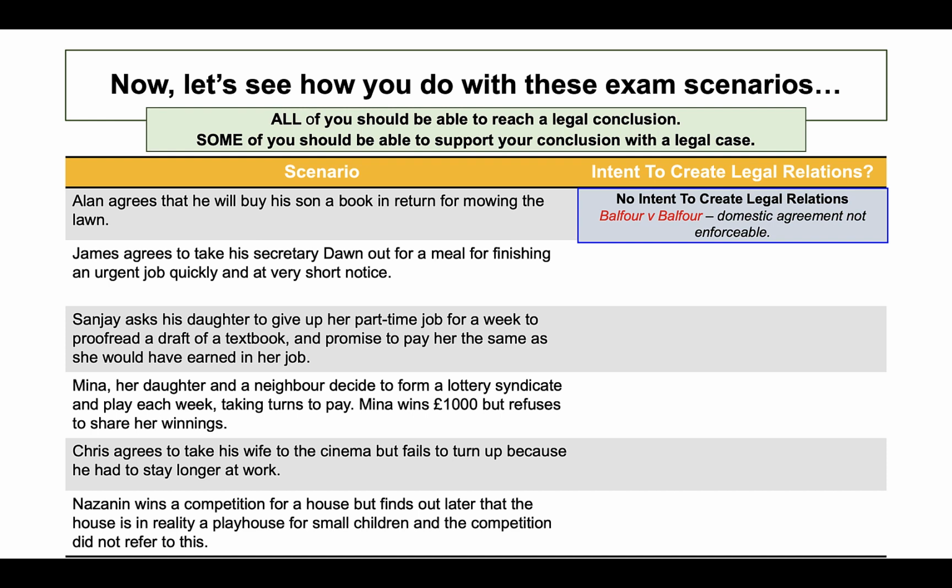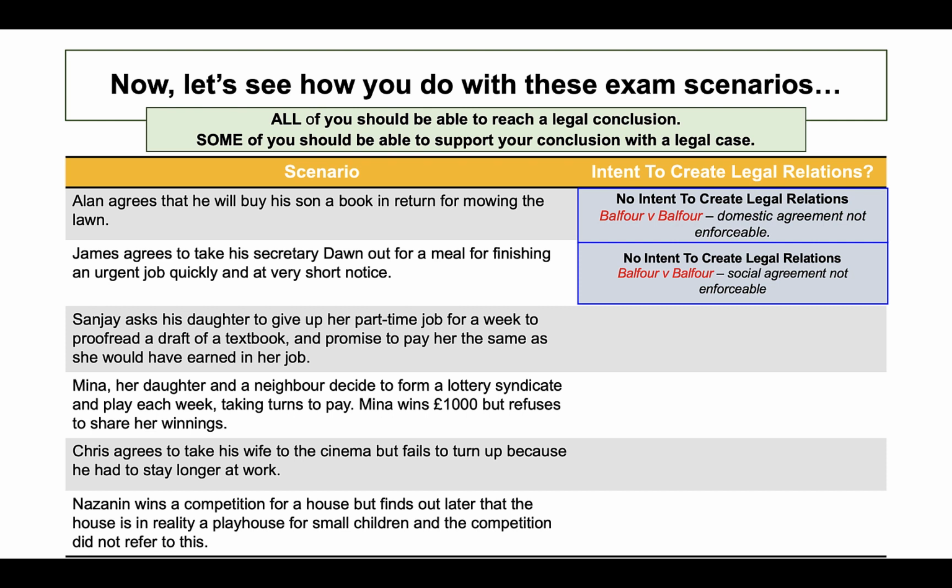Secondly, James agrees to take his secretary Dawn out for a meal for finishing an urgent job quickly and at very short notice. Again, same thing, I'm afraid. Social agreement, not enforceable, despite the fact that James and Dawn have this working relationship as well, and perhaps work in a business. It is clearly a social matter.